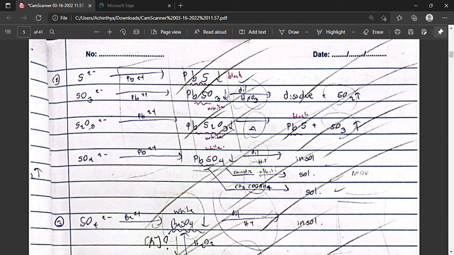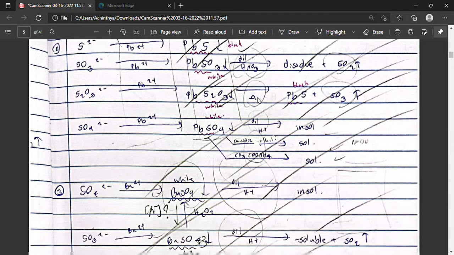But here, if we were to add dilute nitric acid into the lead sulphite solution, never forget the name, it's lead sulphite. Lead sulphite with dilute nitric acid will dissolve and will evolve sulfur dioxide gas, because sulfites with dilute acid will produce sulfur dioxide gas also. So this step is rather intuitive.